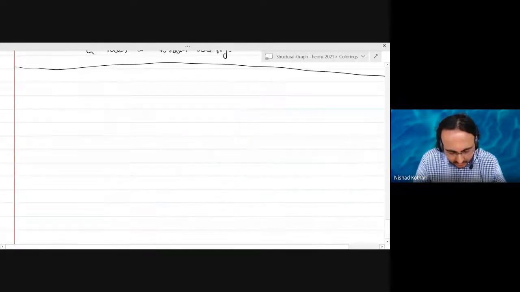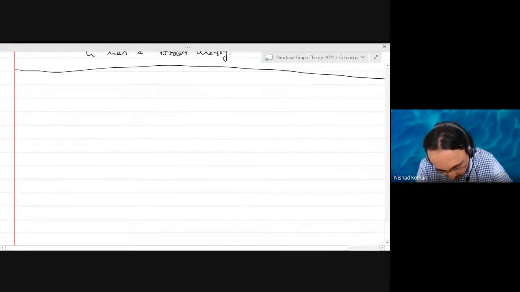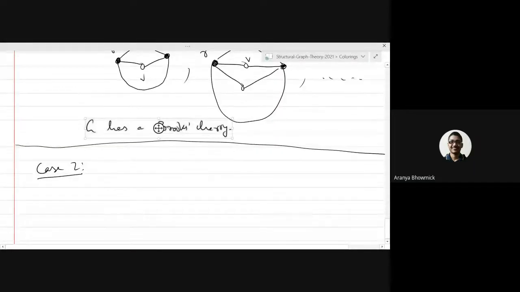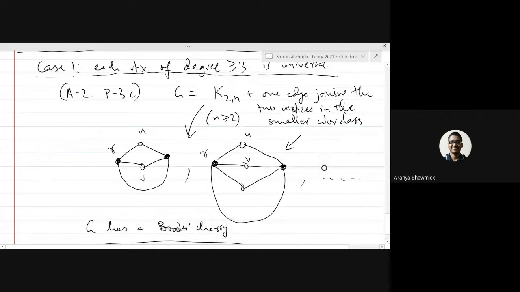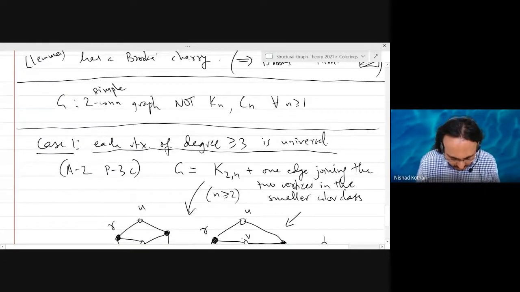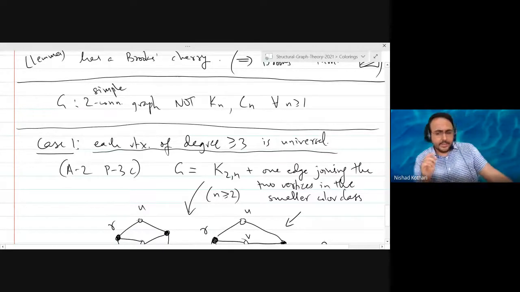So now consider the second case, which is not basically the first case. Any vertex of a smaller color class and any two vertices of the larger color class constitute a Brooks cherry. That's it. So now the second case is we have a vertex of degree at least 3 that is not universal.